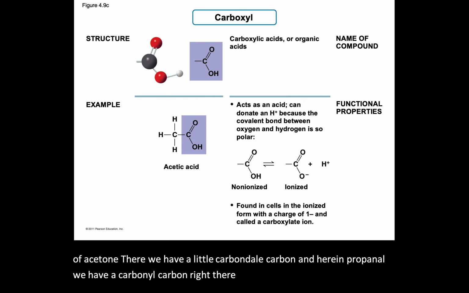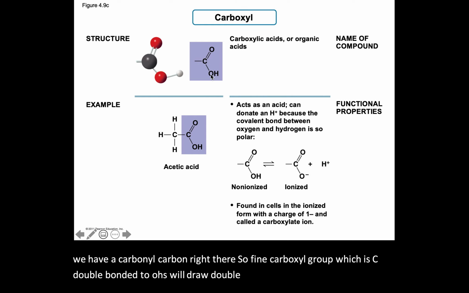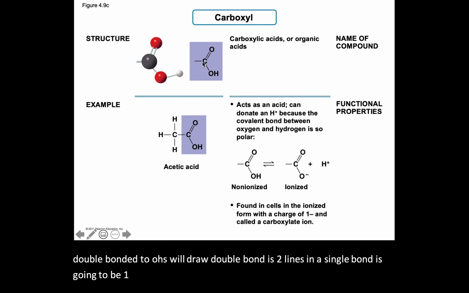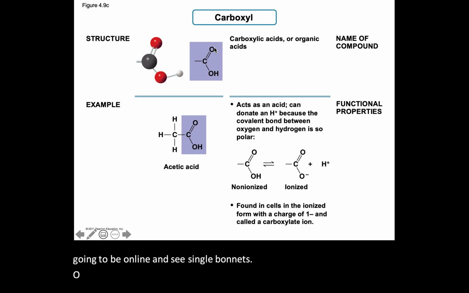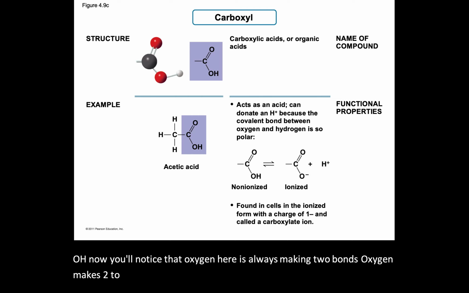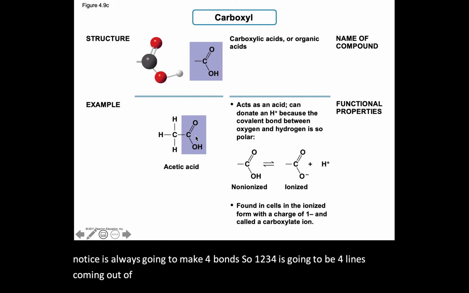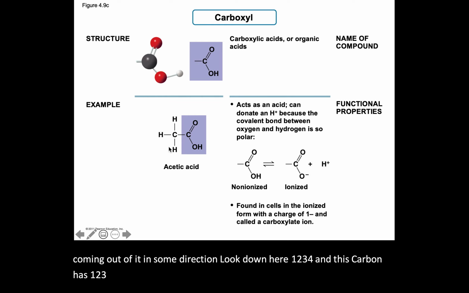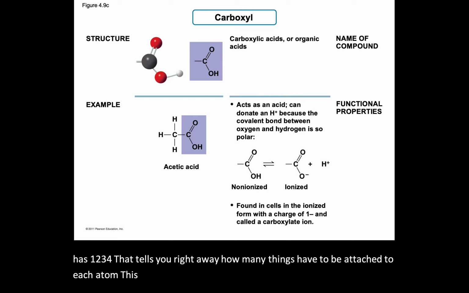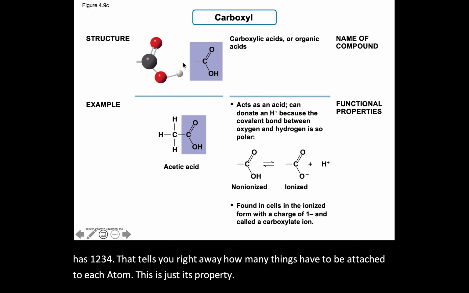So fine. Carboxyl group, which is C, double bonded to O. So we'll draw a double bond as two lines, and a single bond is going to be one line. And C, single bonded to O, H. Now you'll notice that oxygen here is always making two bonds. Oxygen makes two bonds to carbon. That's what makes it oxygen. And carbon, you'll notice, is always going to make four bonds. So 1, 2, 3, 4. There's going to be four lines coming out of it in some direction. Look down here. 1, 2, 3, 4. And this carbon has 1, 2, 3, 4. That tells you right away how many things have to be attached to each atom. This is just its property. And so carboxyl groups look just like this.